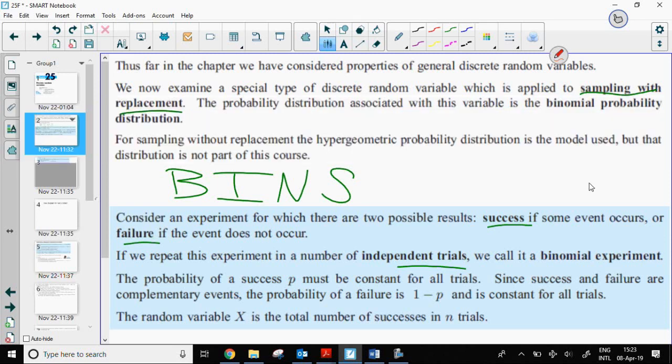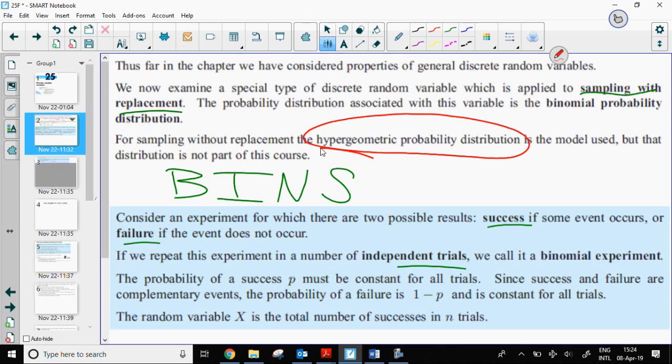And just to briefly mention, if we were to sample without replacement, we'd actually be using a different probability distribution, which is not part of this course. It's not part of the stats option. It's not part of AP stats. But if you study statistics in university, you might run into it.